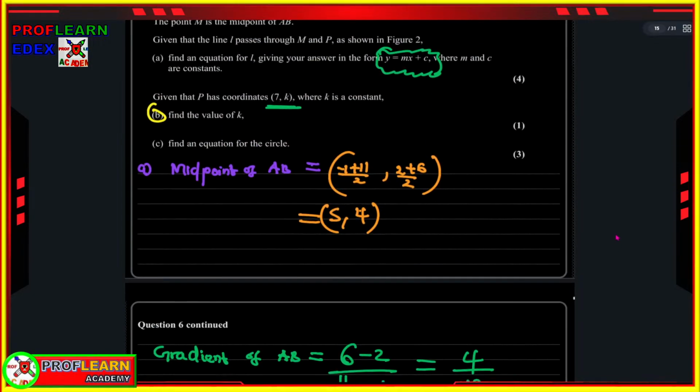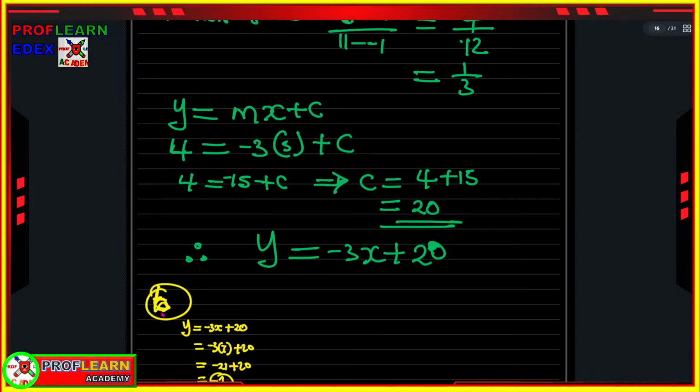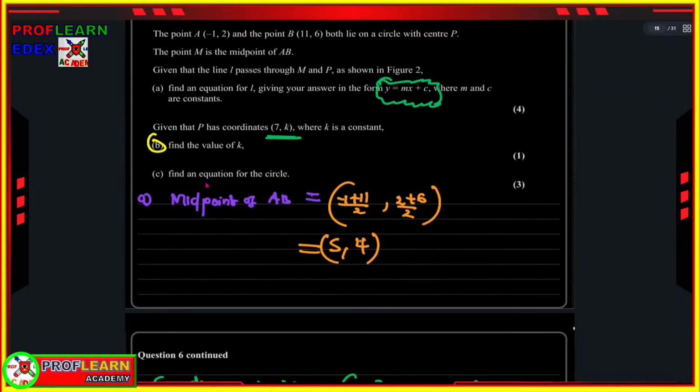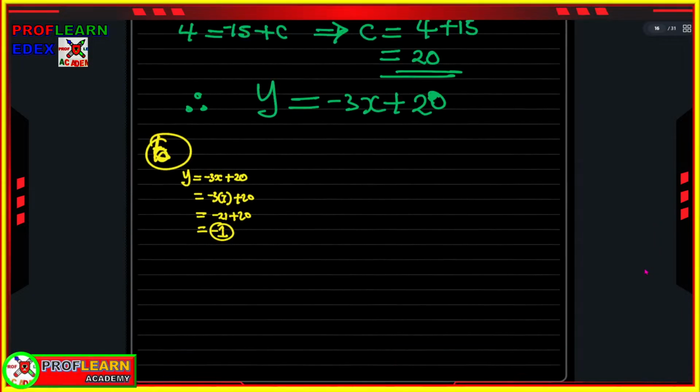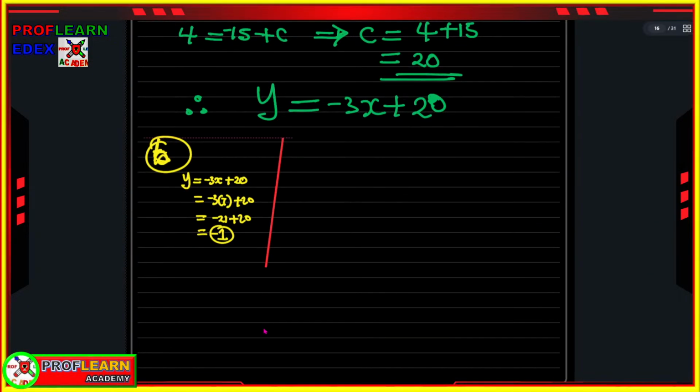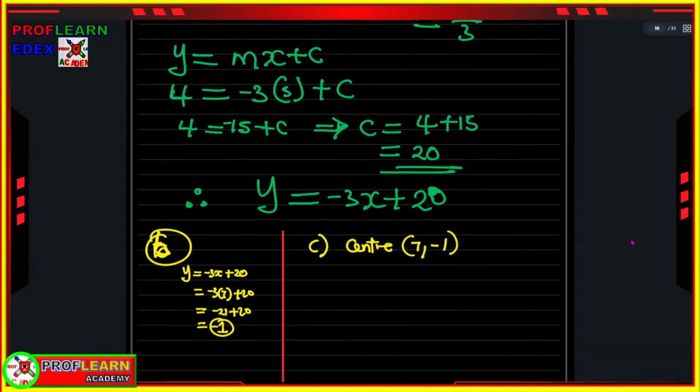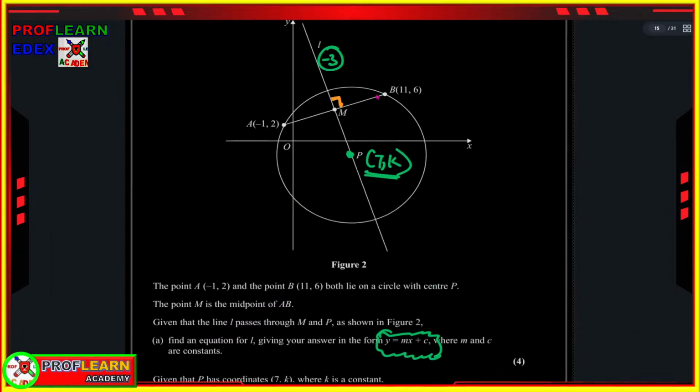Let's look at this part B, rather. We need to look at part C. What does part C say? Find the equation of the circle. Now that we have the center and we have one of the points, the center of the circle is going to be (7, -1), but we already know that one point, we have this point here, this is going to be the radius.